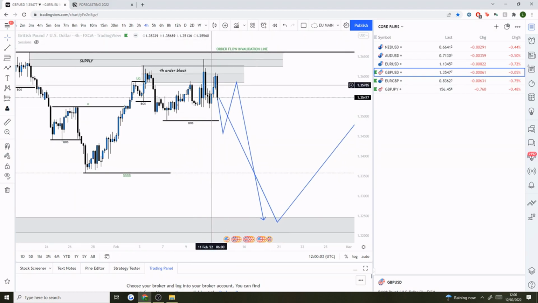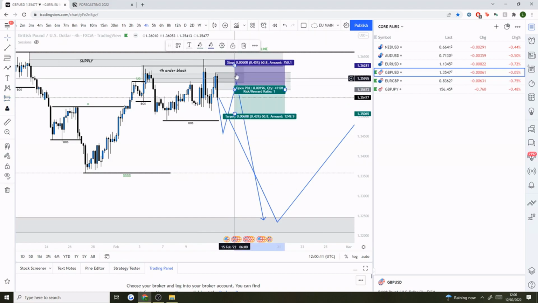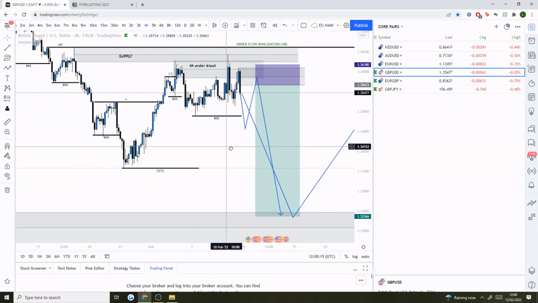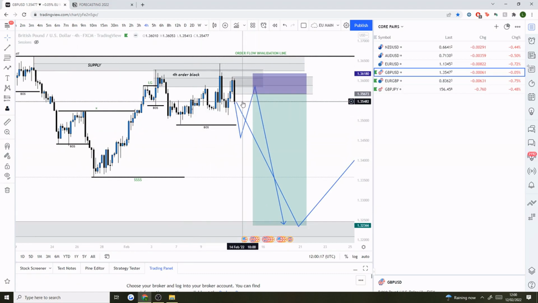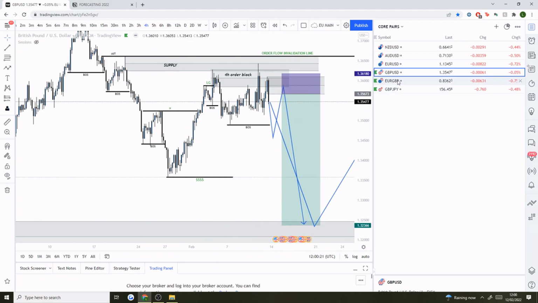So we get the break of structure on Monday, let's say, and then this supply block will be validated, and then on Tuesday we can look to sell out of this area here. So that's my expectation for the pound dollar, and let's see what happens this coming week.